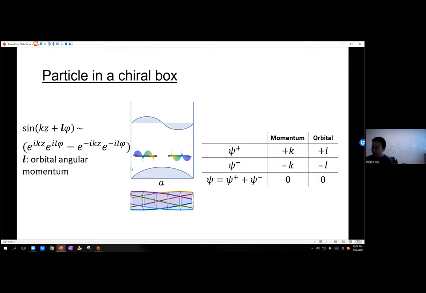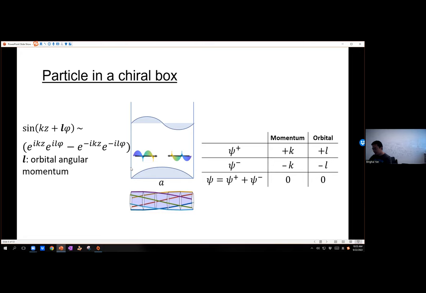And from the relation of the wave function, we immediately get that the momentum and orbital angular momentum always lock together. If we flip the momentum, the orbital will flip. This is because of time reversal symmetry. They come in pairs. And whether the momentum and orbital are parallel or anti-parallel depends on how we twist the box.